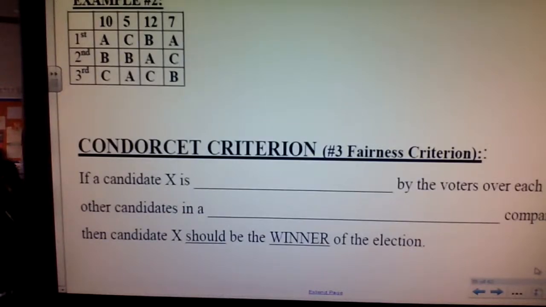Okay. Try this one all on your own without me. There's only 3 candidates though. So how many comparisons do I need? 3. AB, AC, and BC.